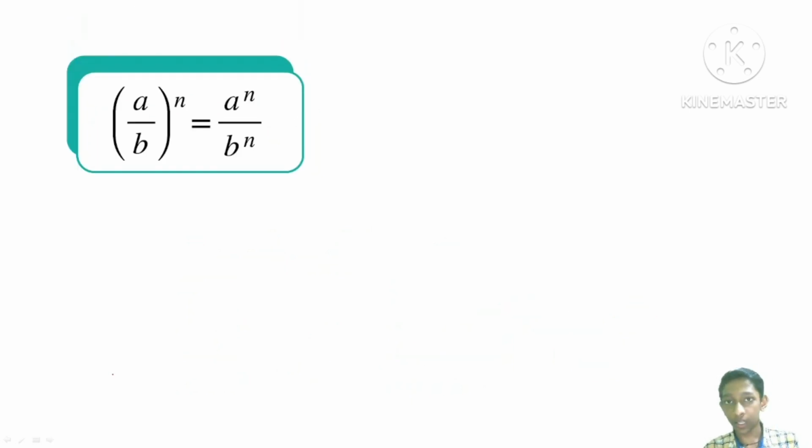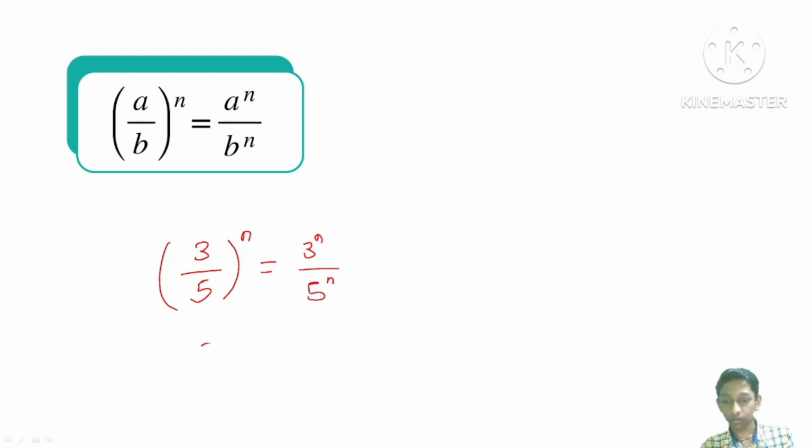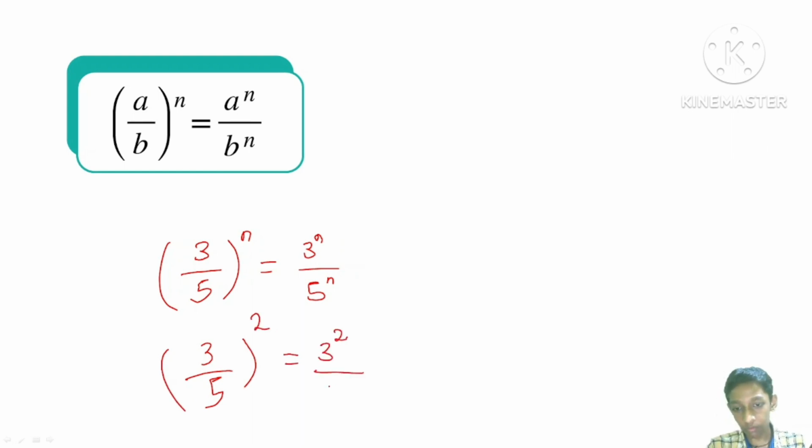Now let's go to the second law of exponents in division. This law can be used only in a fraction. Let's take an example. 3 by 5 whole raised to the power of n. This we can write as 3 raised to the power of n by 5 raised to the power of n, or 3 by 5 raised to the power of 2 we can write as 3 raised to the power of 2 by 5 raised to the power of 2, or even vice versa.